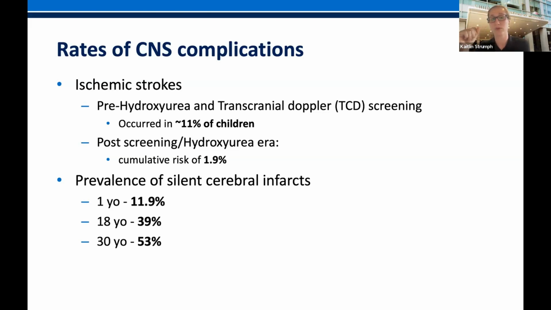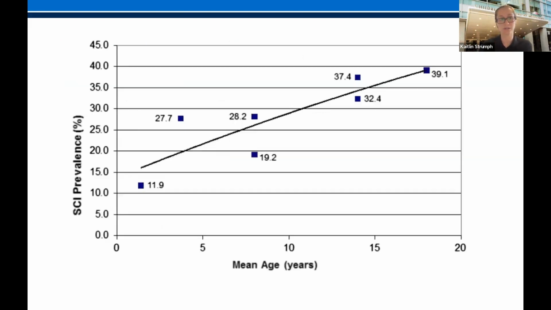By the age of 6, 11.9% of children with sickle cell anemia will have a silent cerebral infarct. By the age of 18, it goes up to 39%. And by the age of 30, over half of people with sickle cell disease will have a silent cerebral infarct. I just like this figure. It really shows those numbers, and it demonstrates just how high the prevalence is in our pediatric population. And we know that this trend is linear and it does not level off in adulthood.